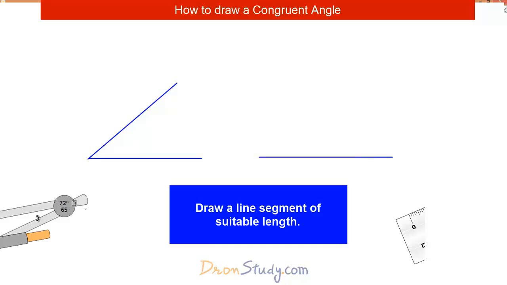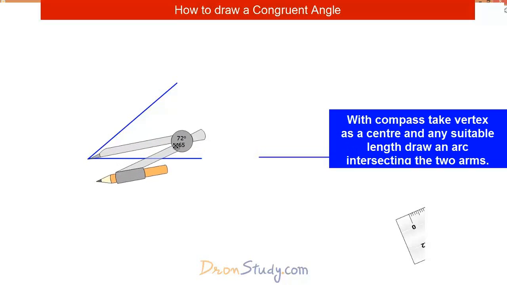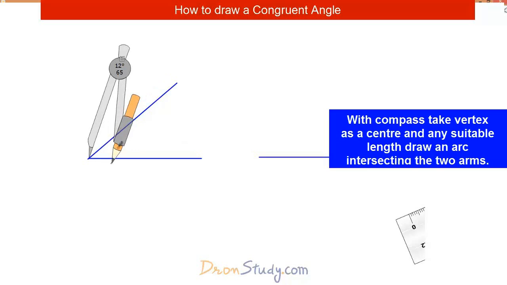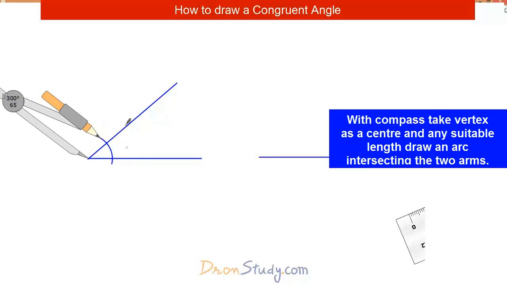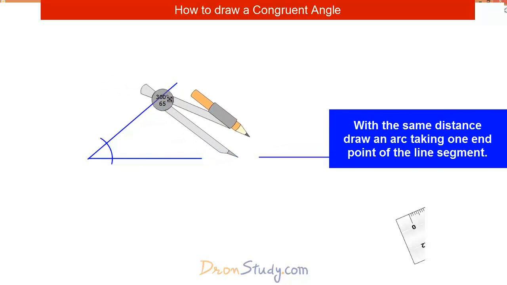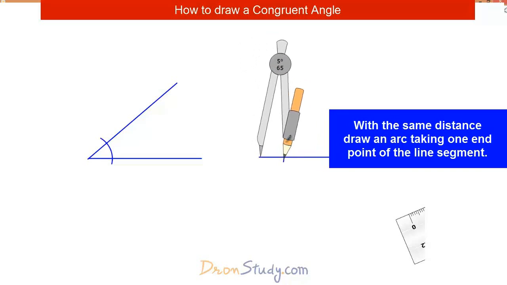of any suitable length. Then with the help of your compass, take the vertex of the angle as center and take any suitable radius, draw an arc intersecting the two arms of the angle. Then taking the same distance, go to the line segment which you have drawn and take one end point as the center where you have to draw the angle. Keeping the same distance, draw an arc.